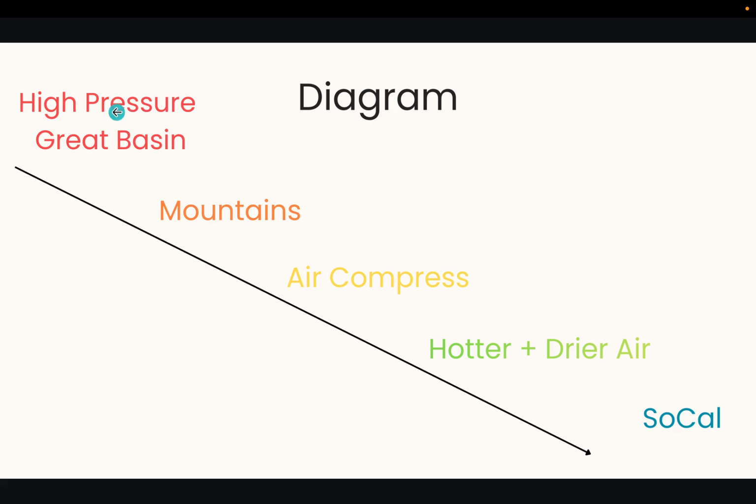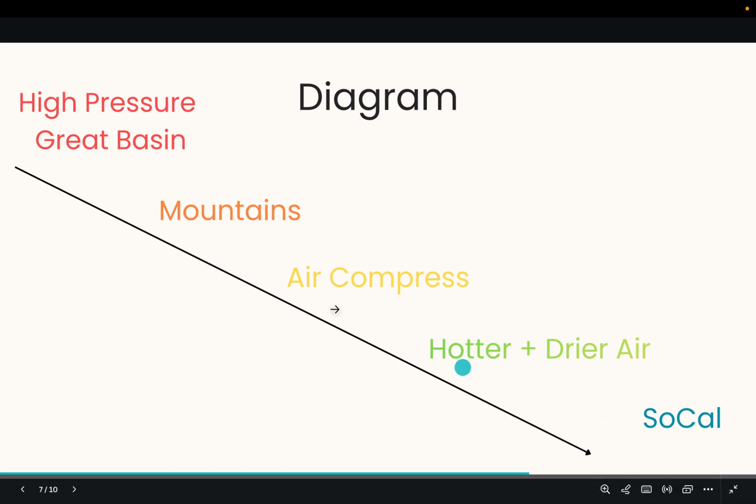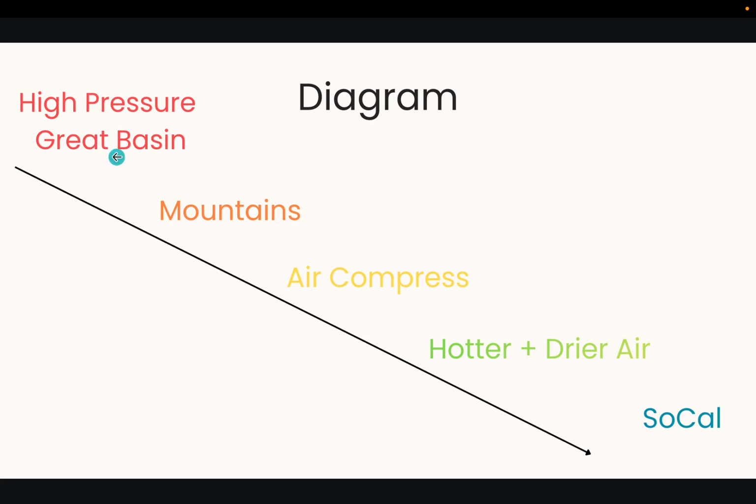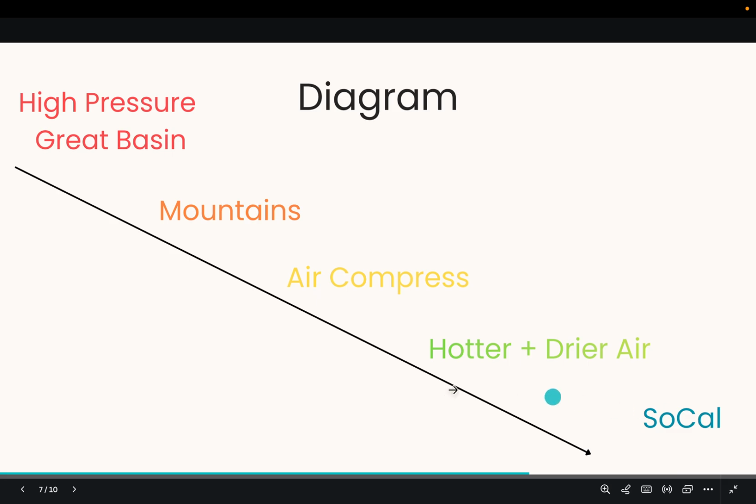Okay, here's just a little chain reaction diagram. We started off with the high pressure over the Great Basin, then we go to the mountains, then that compression of the air, and then that becomes hotter and drier air, and that eventually travels all throughout the mountains and the narrow passages and ends up in SoCal.